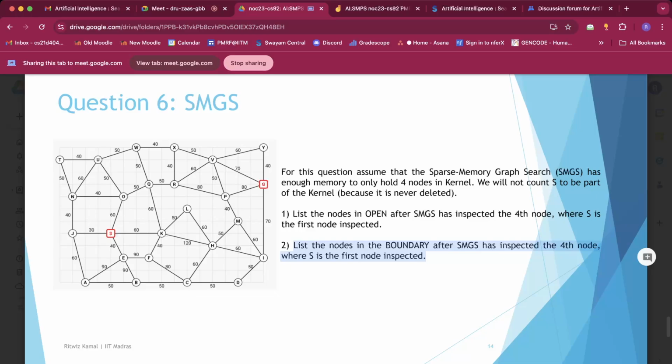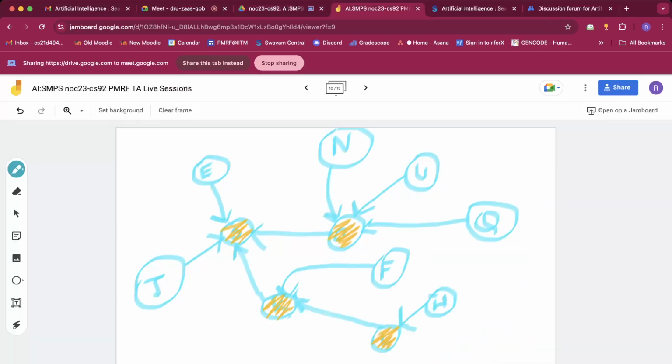Okay, so we have already inspected 4 nodes as of now, right? Let's go back to our graph and see what the nodes in open are. All these nodes in blue color are the ones that are still part of our open list, which means they are yet to be explored, right? And all the nodes that we have already visited, we have colored using yellow, those are part of our closed list, right? So the nodes in the open list that we have are J, E, N, U, Q, F and H.